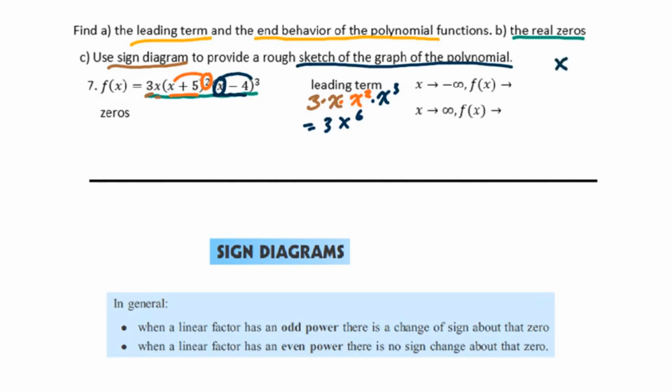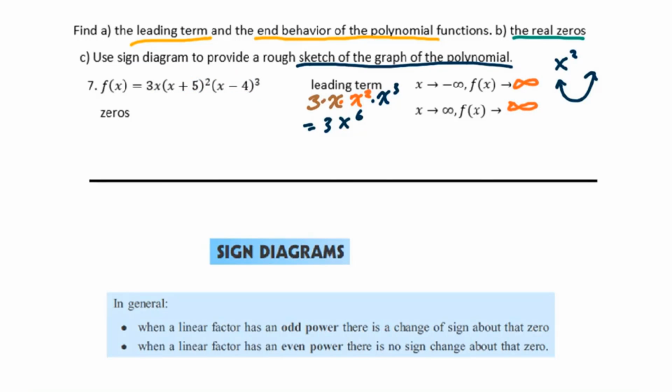The graph is like x squared, and the behavior will be the same as x squared. Therefore, when x goes to negative infinity and positive infinity, both go up, both go to positive infinity.